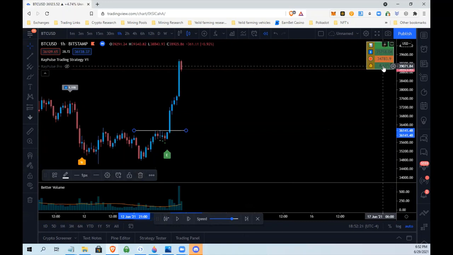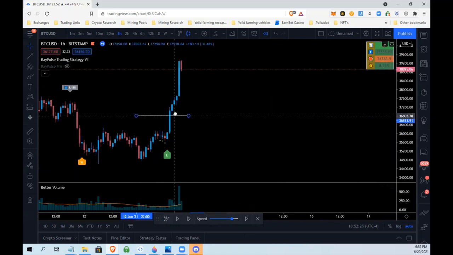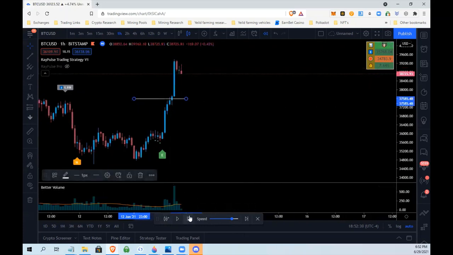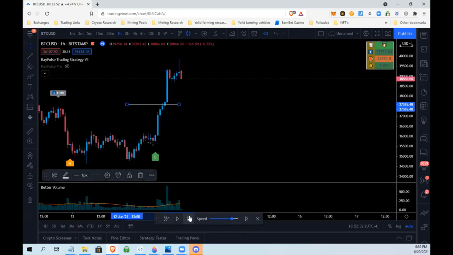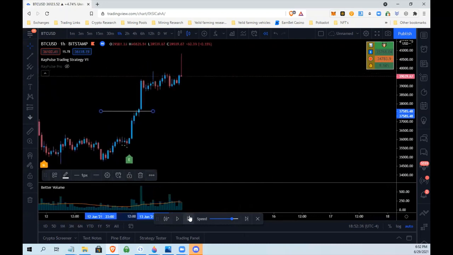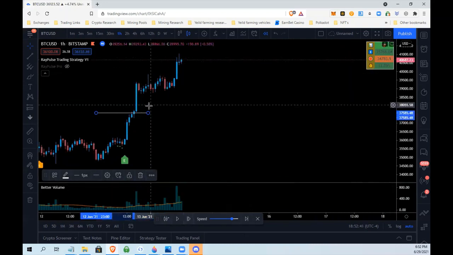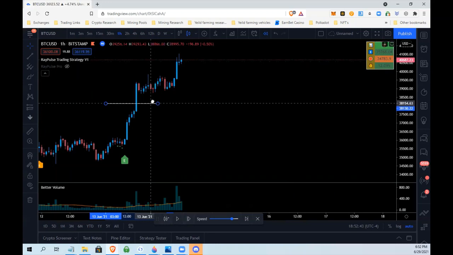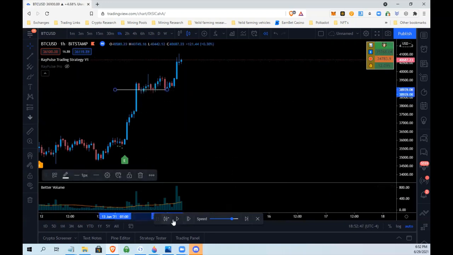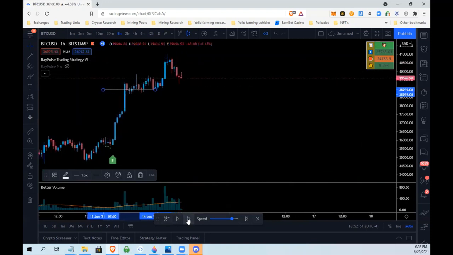Again, we're at 8.11%. I would have taken more of my position out right here, maybe 10%, move my stop loss up, and let the rest of the position go. We're at 12.09%. That's a good area to take profit again. I'll probably move my stop loss up under that support level.